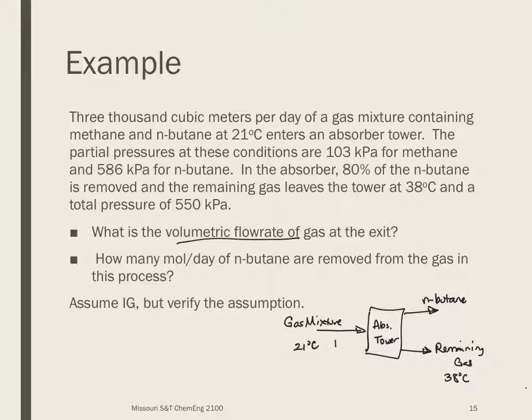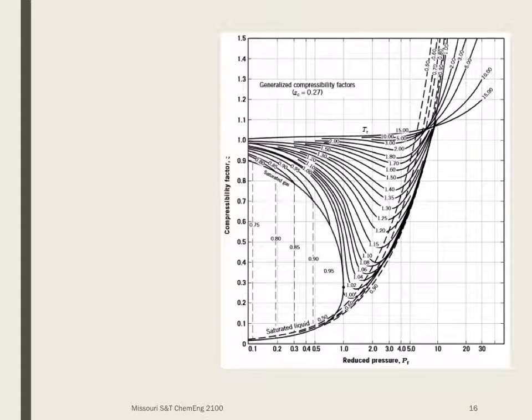Now, I have numbered these streams for the sake of calculations. I did 1, 2, 3 as my stream numbers. We're going to assume an ideal gas, but verify the assumption. So we'll come back and do that at the end. But this is a basic material balance problem that we're going to attempt to solve. So let's start looking at our procedure.